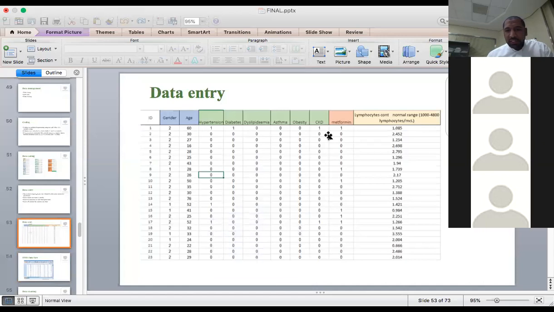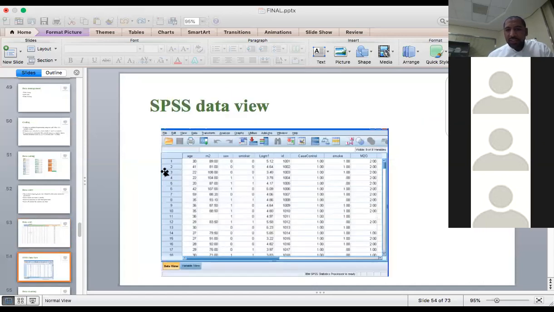This is an Excel spreadsheet, and this is the SPSS data view. So one column represents one variable, one row represents one individual or participant, and the cell represents only one response. That's it, only one response, no more.